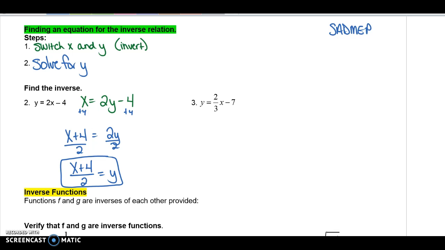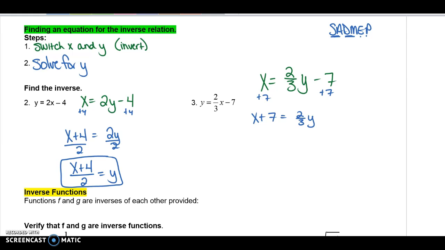In number 3, our first step is to switch x and y. So x equals 2/3 y minus 7. What should we do first in the process of solving this equation for y? Add 7. Always subtract or add first, then divide or multiply, then deal with exponents, then deal with parentheses. So we have x plus 7 equals 2/3 y.